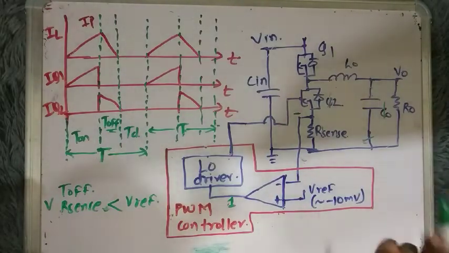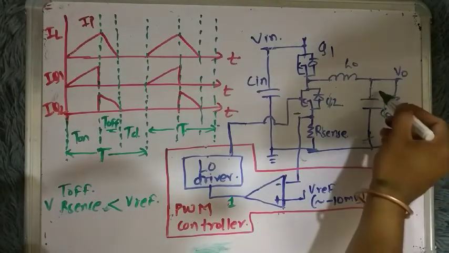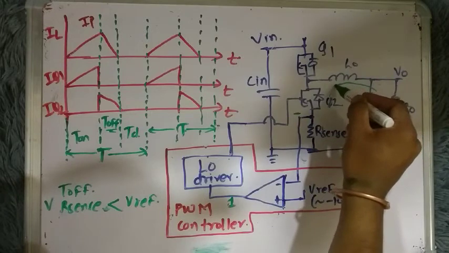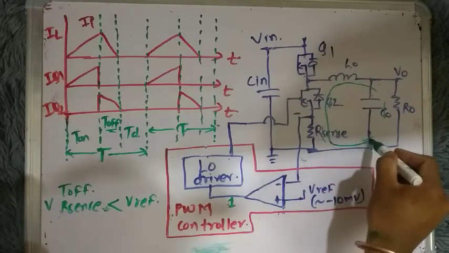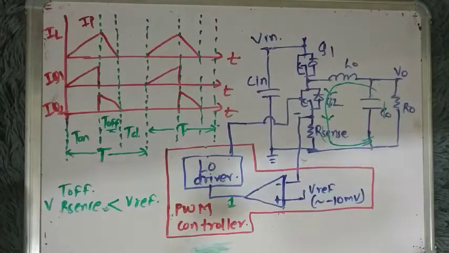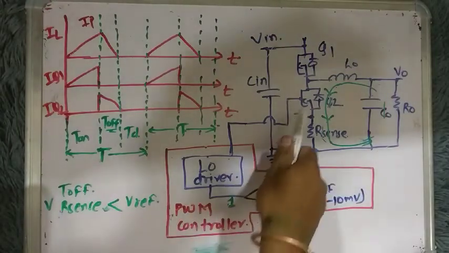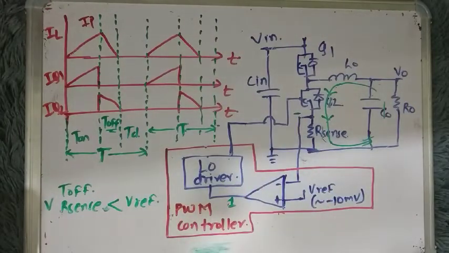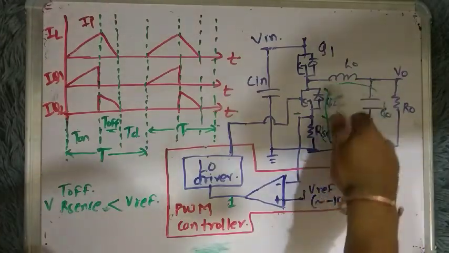So in FCCM we saw the reverse current starts to flow from the output, then through the output inductor, then switch Q2, then it will flow through RSense also, then back to the ground. So this is the reverse current direction. So as soon as T off ends, and Q2 is kept on, let's say for a short amount of time, current starts to flow in this direction, which is the reverse direction.